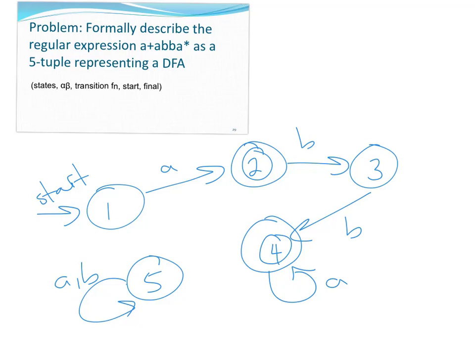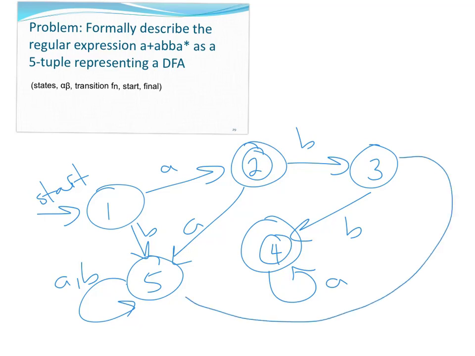So let's see if we're at 1. We're only accepting strings that start with an A, right? So if we have a B, we go down there. If we're at state 2 and we see an A, that invalidates it because it either has to just be an A or start with an A and then have a couple of B's before we see another A again. If we are at state 3 and we see an A, we go to our trash state. And if we're at state 4 and we see a B, we go to the trash state.